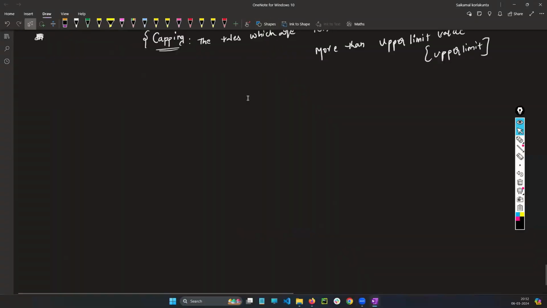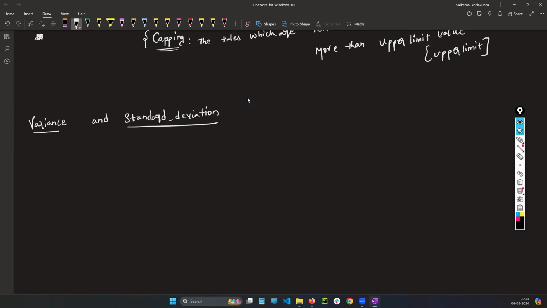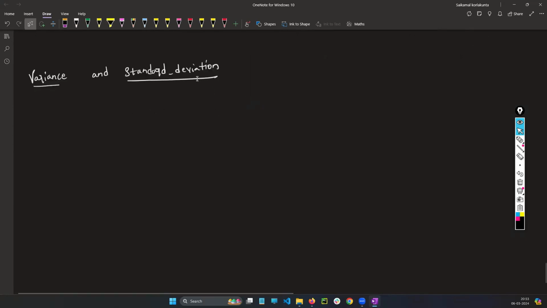So the next one is variance. You clear now, everyone? Outliers concept. Yes, sir. So variance and standard deviation are very, very important. See guys, first of all I will write the formulas for both, for the population and for the sample.